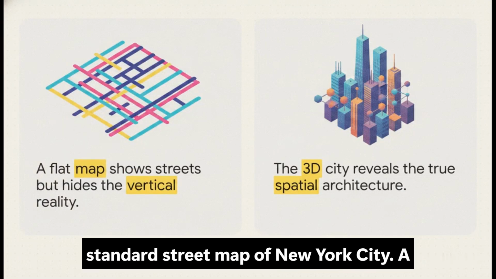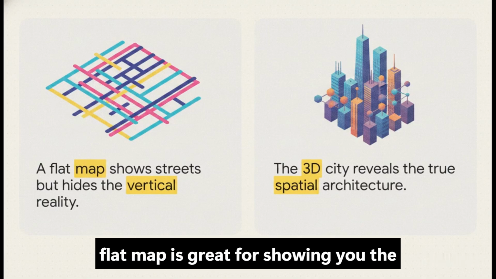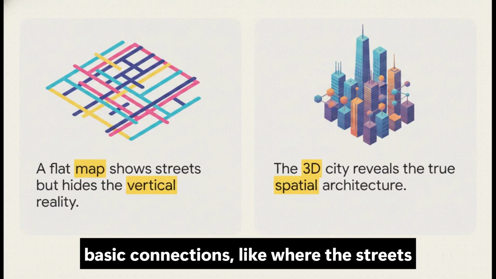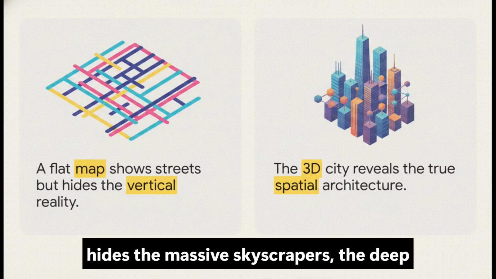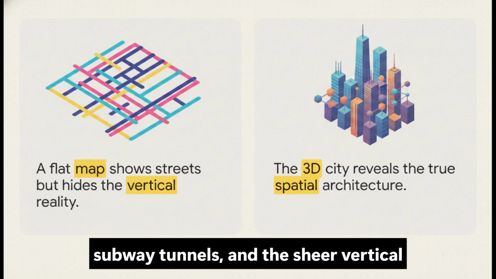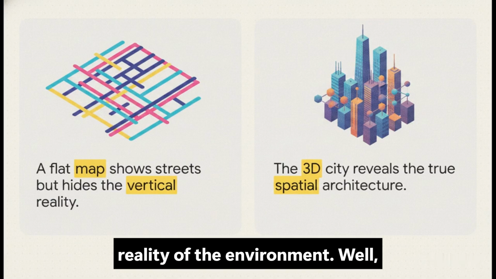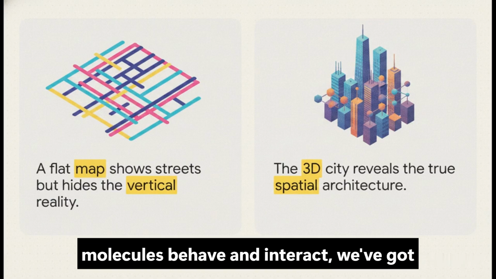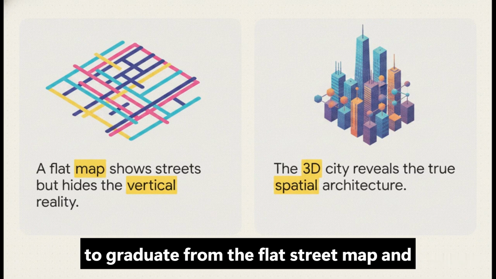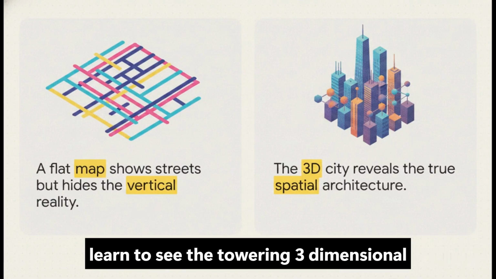Think about looking at a standard street map of New York City. A flat map is great for showing you the basic connections, like where the streets and avenues intersect, but it completely hides the massive skyscrapers, the deep subway tunnels, and the sheer vertical reality of the environment. Well, standard chemical drawings are just like that map. To actually understand how molecules behave and interact, we've got to graduate from the flat street map and learn to see the towering, 3-dimensional city itself.